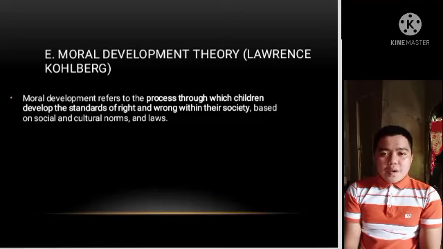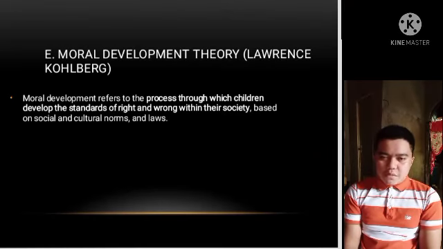Next, moral development theory by Lawrence Kohlberg. Moral development theory refers to the process through which children develop the standard of right and wrong within their society based on social and cultural norms and laws. For example, if an activity results in a penalty, it must be evil. If it results in a reward, it must be positive. Children frequently make a moral decision based on the physical repercussions of their behavior because authority is external to them.